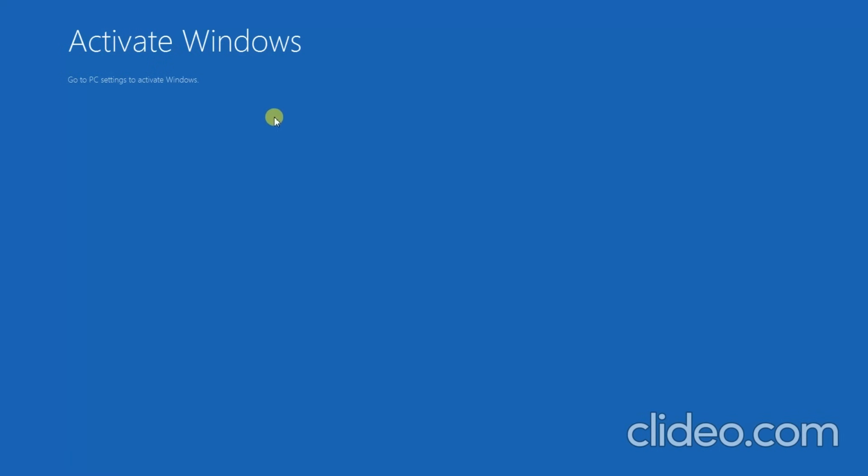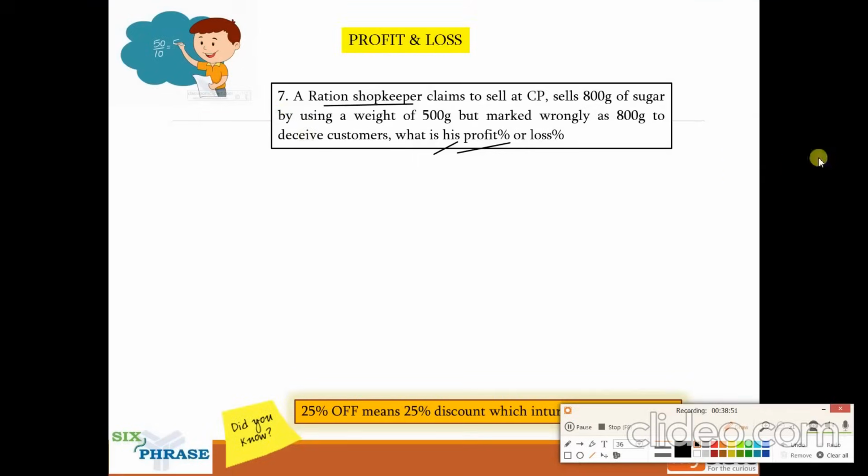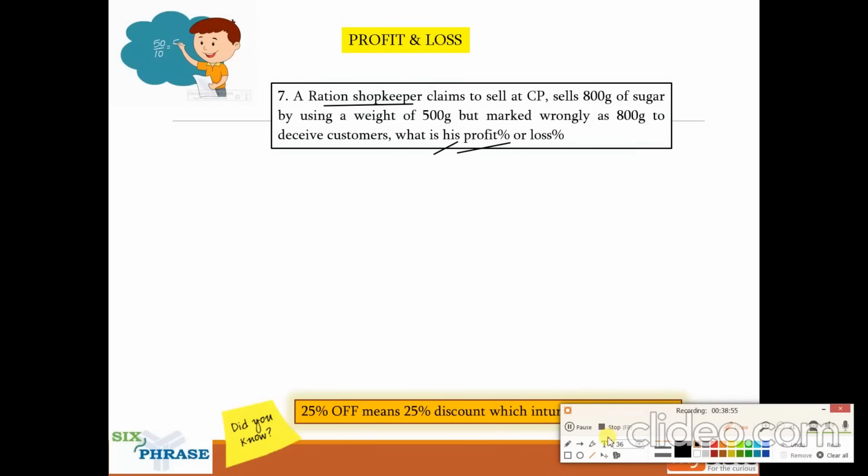What does his mean? It means we are talking about the ration shopkeeper. That is his. Why is he doing this? He is doing this for profit, right? So he is going to get profit. But how much is it? That is what we are going to find.